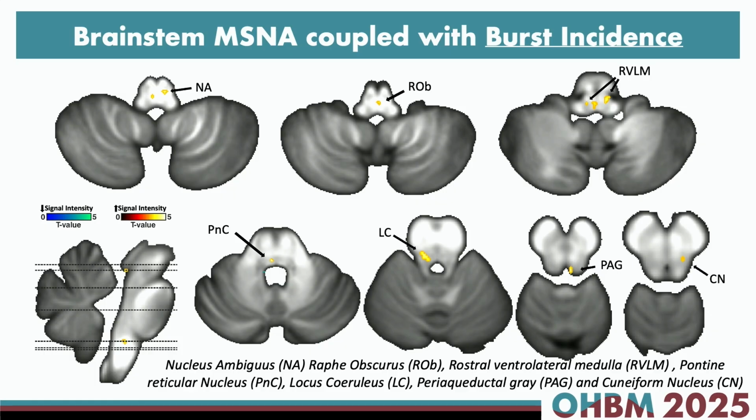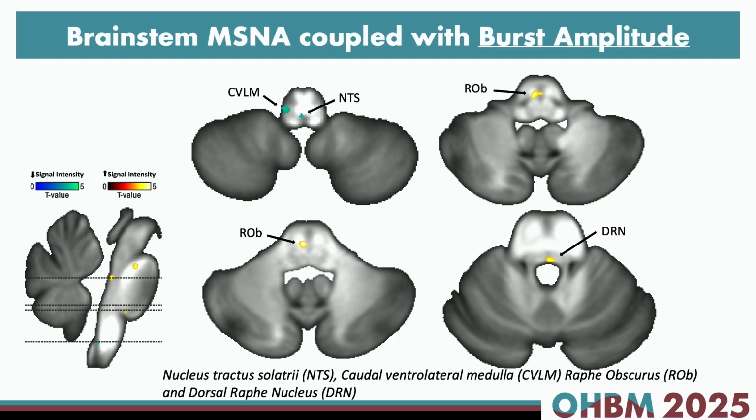Firstly, with our burst incidence, we were able to identify all the nuclei that we would probably expect, that we know are part of this sympathetic drive process in the brainstem. But probably what was most important to us was that we saw this bilateral RVLM with better specificity than what we'd seen at 3 Tesla. And then when we unpacked this further into the amplitude data, we actually managed to find a decrease in NTS and CVLM. The increases in raphe obscurus and dorsal raphe nucleus were also expected, from what we know of the circuitry.